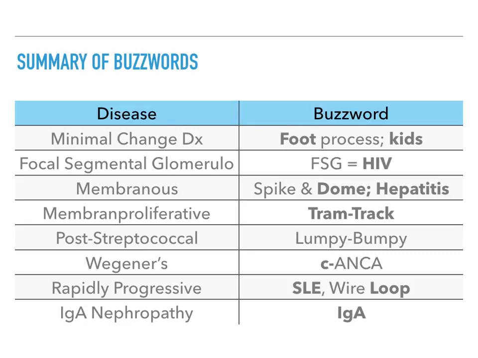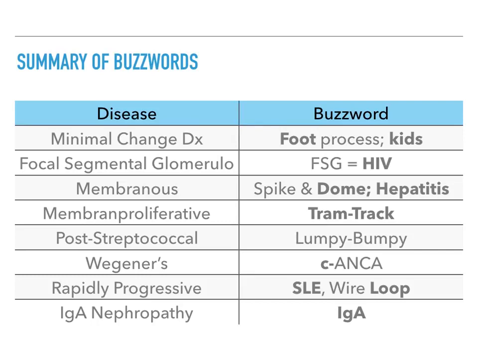Rapidly progressive, we say rapidly crescentic. Crescents and loops, kind of the same shape. And loops like lupus. So SLE patients will have rapidly crescentic or rapidly progressive glomerulonephritis. And then IgA nephropathy, of course, you have IgA deposition. And what disease is that associated with, guys? That's going to be Henoch-Schönlein purpura. So know that association. But this is your summary of buzzwords.